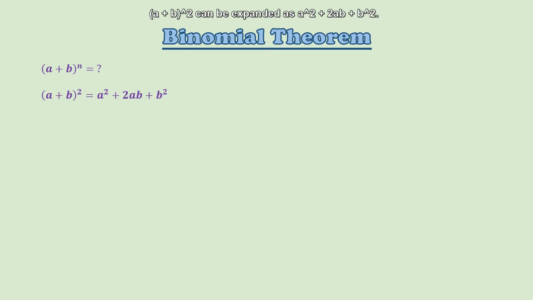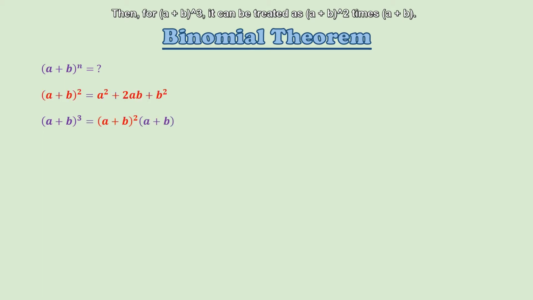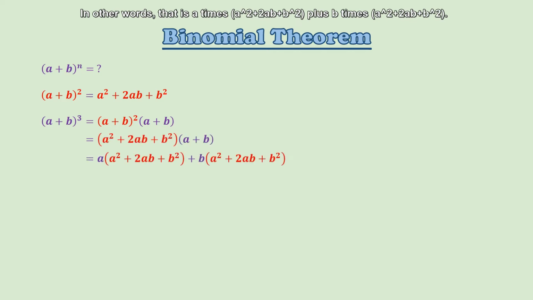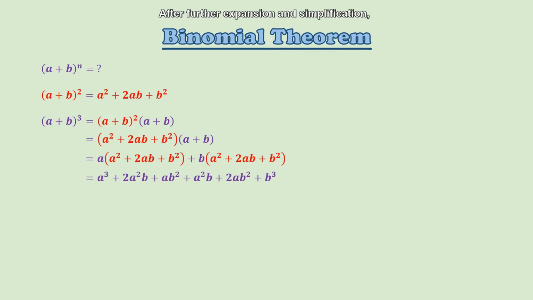+ b². Then for (a + b)³, it can be treated as (a + b)² times (a + b). In other words, that is a times (a² + 2ab + b²) plus b times (a² + 2ab + b²). After further expansion and simplification, we can get that the result is a³ + 3a²b + 3ab² + b³.